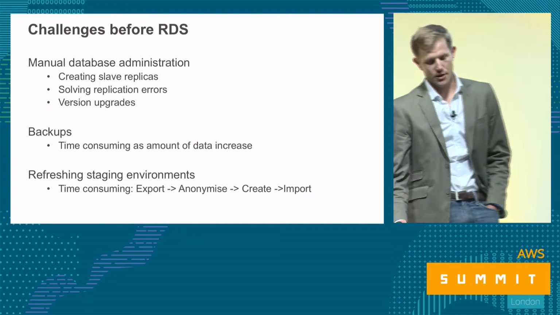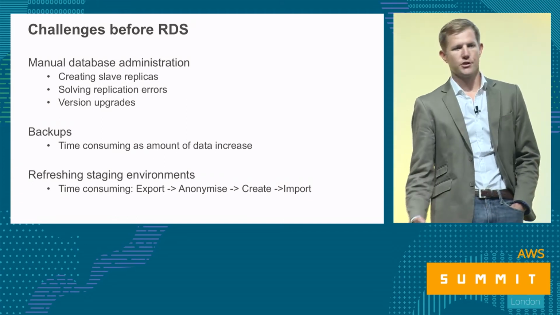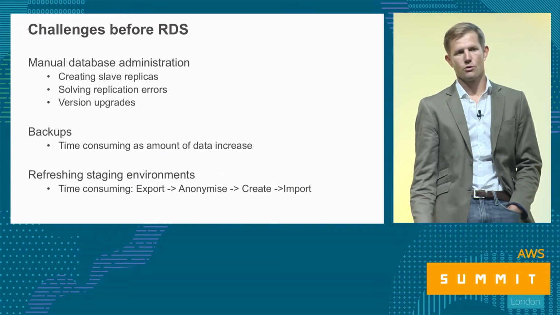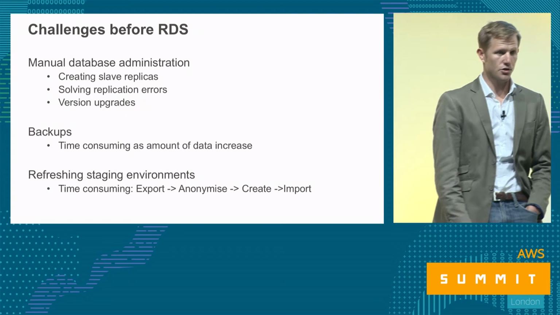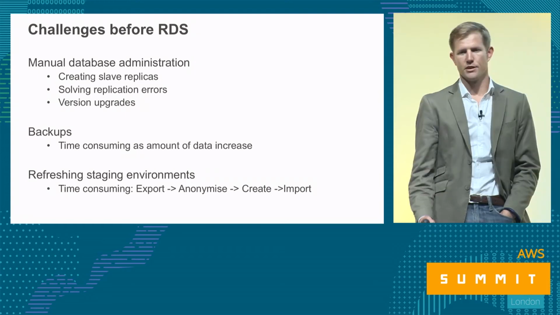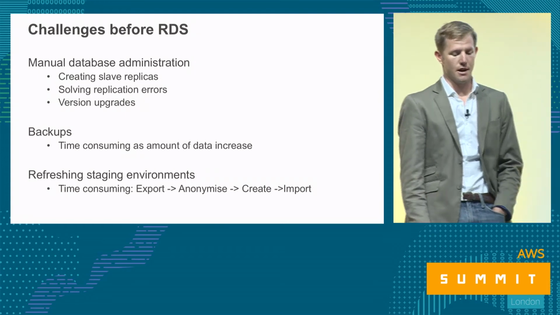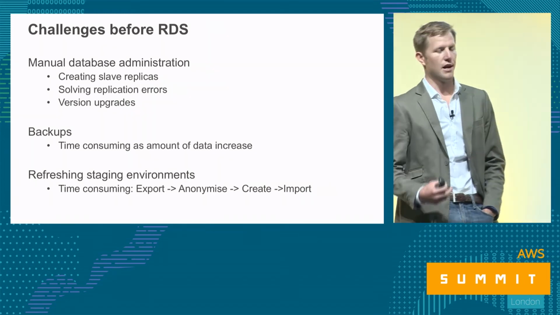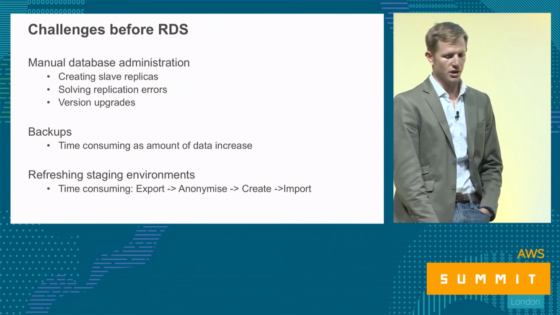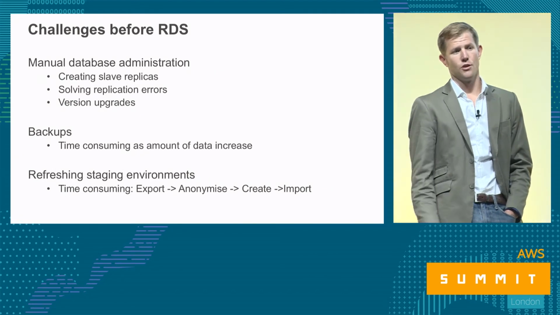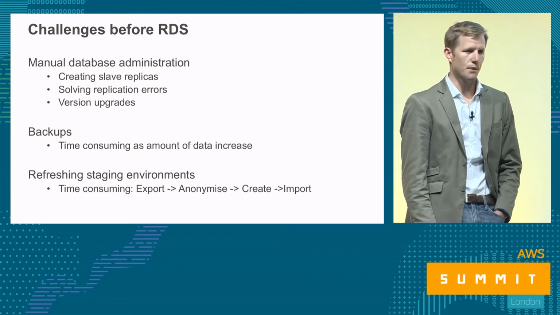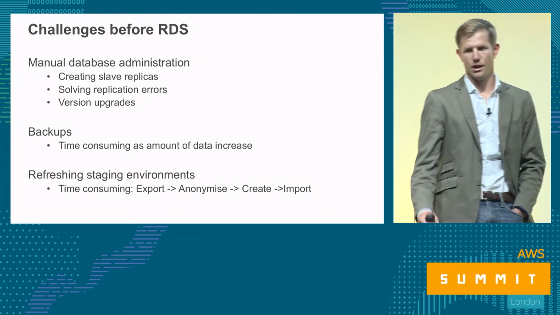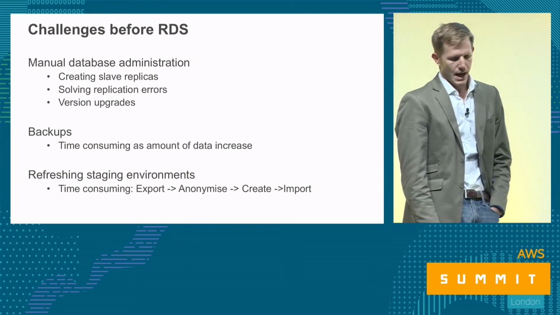Before we used RDS, we were just running MySQL on EC2 instances, and that resulted in quite a lot of additional overhead. So first one is manual database administration, having to manually create slave replicas, having to manually solve replication issues, etc. And then also doing minor version upgrades, all required someone logging into the server and doing an update.